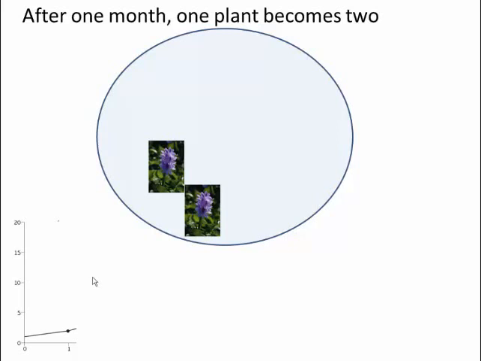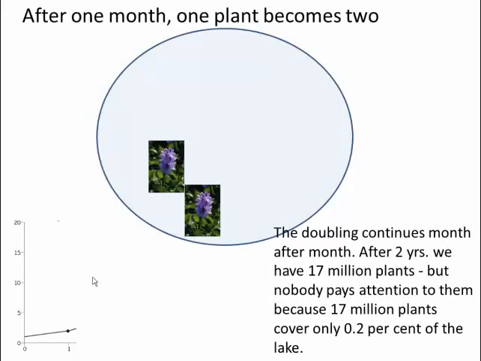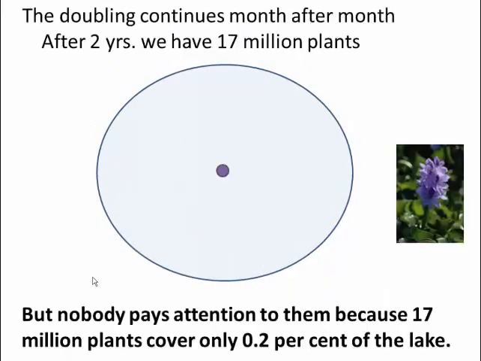So after 1 month, you have 2 plants. The doubling continues month after month, and after 2 years, we have 17 million plants. But it's only 17 million. Nobody's going to pay attention to that. Now remember, this lake is 10 kilometers in diameter, and it's going to take several billion plants in order to cover it. So those 17 million plants, while it sounds like a lot, only cover 0.2% of the lake. Now this is after 2 years. So the problem doesn't seem so bad. And if you had a limited amount of money, you might want to put off taking care of this problem.